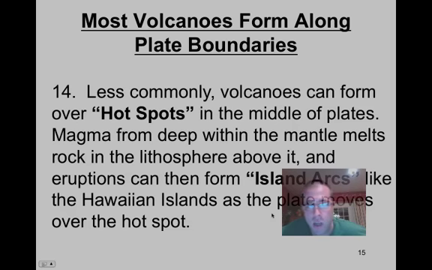14 says, less commonly volcanoes form over hot spots in the middle of plates. Magma from deep within the mantle melts rock in the lithosphere above it, and eruptions can then form island arcs, like the Hawaiian Islands, as the plate moves over the hot spot. The hot spot is specific to a certain point in the mantle. The tectonic plate simply moves over that, and in the Pacific Ocean, we see this manifesting itself as the Hawaiian Islands. New volcanic islands are always being formed, and the old ones are getting weathered away.